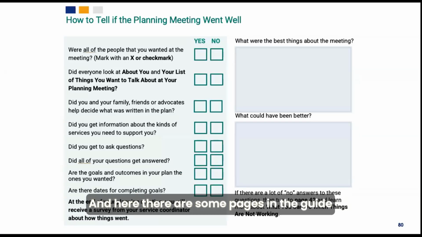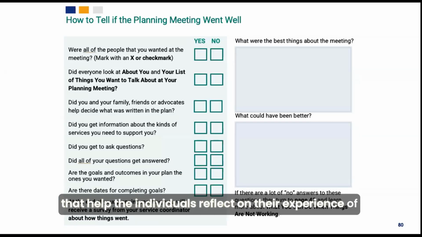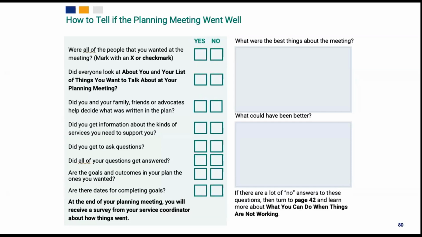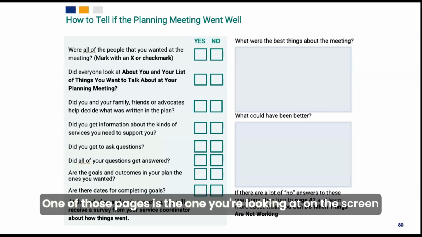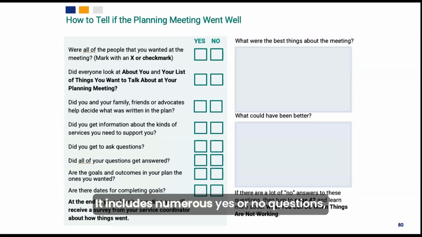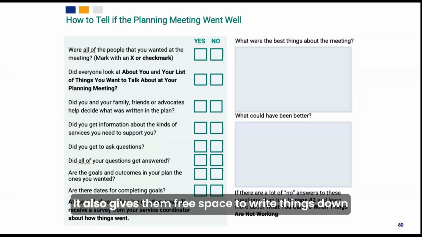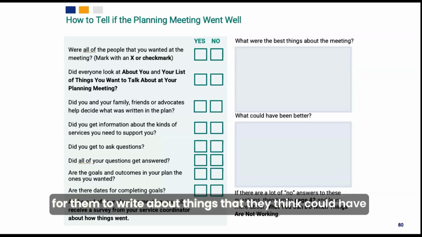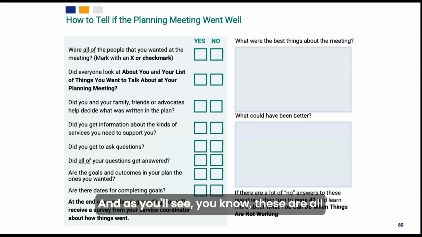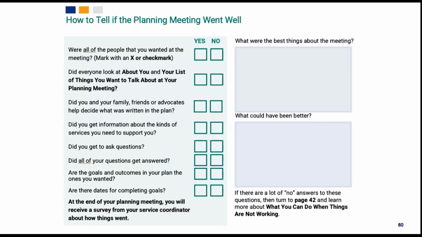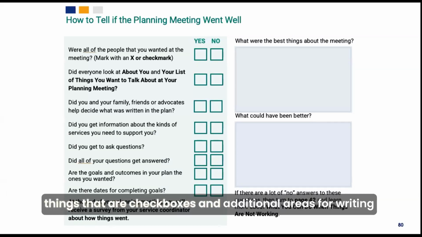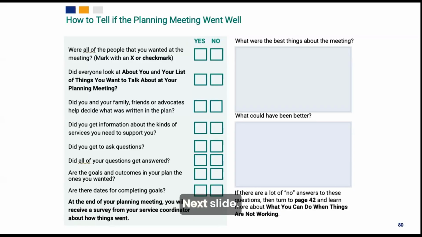Here there are some pages in the guide that help the individuals reflect on their experience of making the plan, the IPP. One of those pages is the one you're looking at on the screen right now. It includes numerous yes or no questions, and it helps the individual determine if they thought the meeting went well. It also gives them free space to write things down that they thought went really well, but also a space for them to write about things that they think could have been better. And as you'll see, these are all check boxes and additional areas for writing text. Next slide.